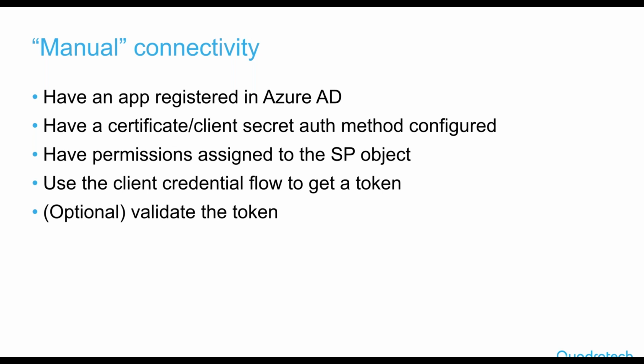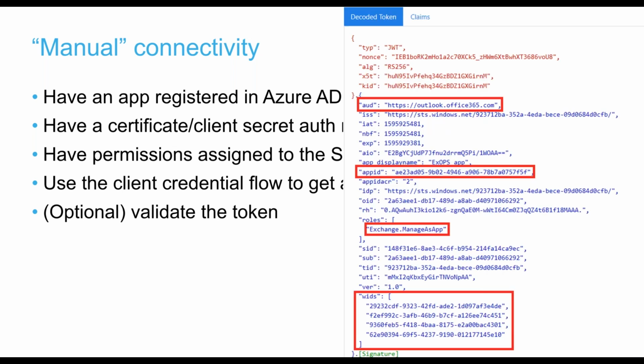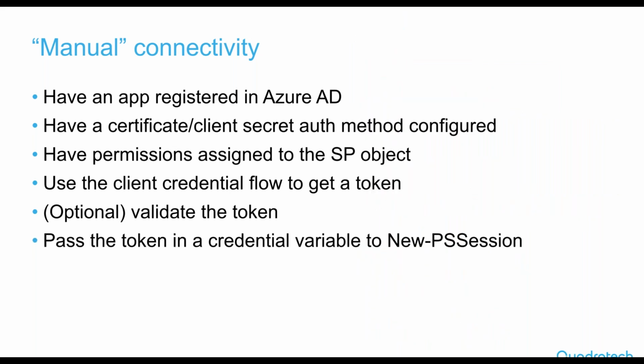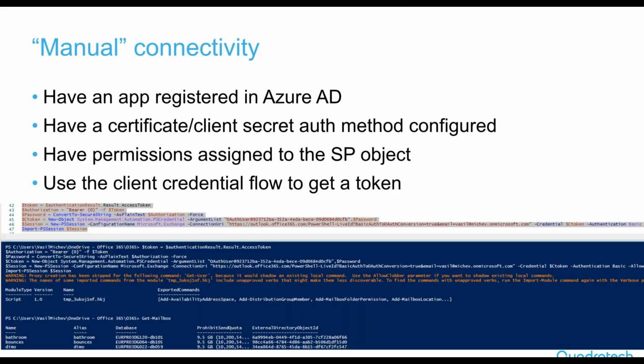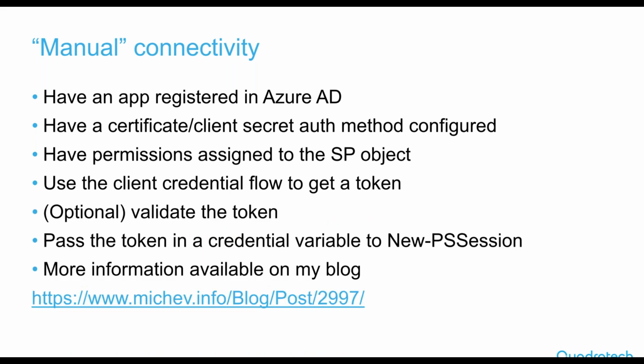That was the whole idea of the demo. I can validate the token as we did in gwt.ms to make sure that all the necessary permissions are configured and that the application is actually configured to access Exchange Online and so on. And then I can simply pass it as a variable. And this was the example that should have worked the first time, but something happened. So basically, you can use the good old New-PSSession method to actually connect in this automated way.